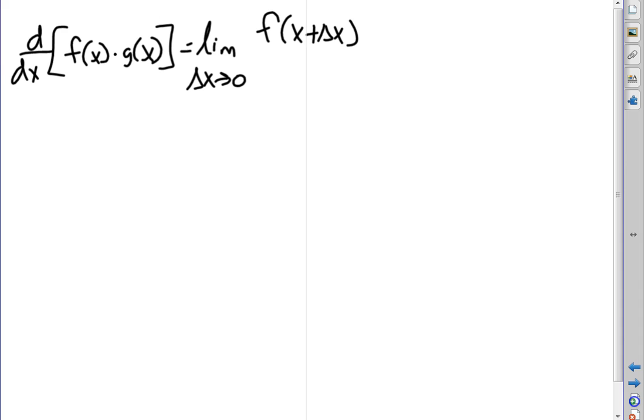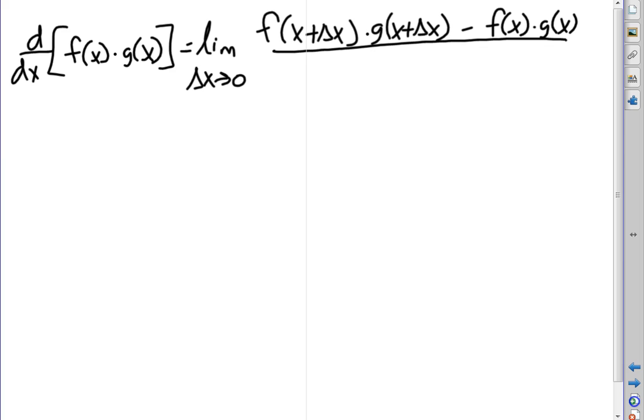f and g. And as always, we're going to start off with the definition of the derivative in terms of the limit. So the limit as delta x approaches 0 of f of x plus delta x times g of x plus delta x minus f of x times g of x all over delta x. That is just the basic definition of your derivative.